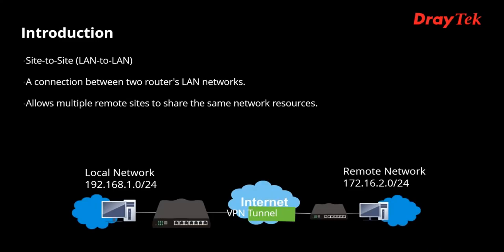For this presentation, we'll be focusing on the LAN-to-LAN VPN connection. This type of VPN allows remote routers to connect to each other's LAN. It is useful for connecting multiple branch offices together so they can share resources.